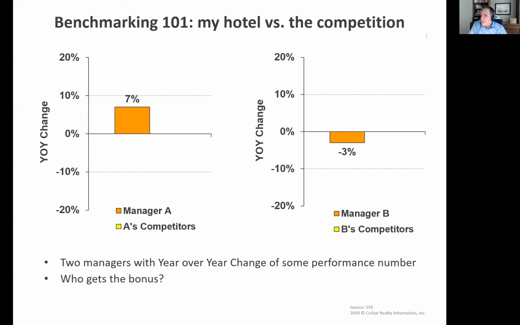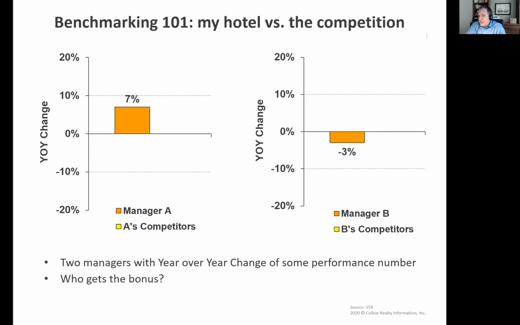This is a traditional slide at STR called Benchmarking 101. And the subtitle there says My Hotel versus the Competition. This is always interesting because, here's a hypothetical problem. You have two managers, manager A and manager B. And look at the bar graphs there, the orange graphs. You see manager A, and you see some year-over-year change measurement. Now, this could be occupancy, this could be ADR, this could be RevPAR. We'll define those terms in a minute.